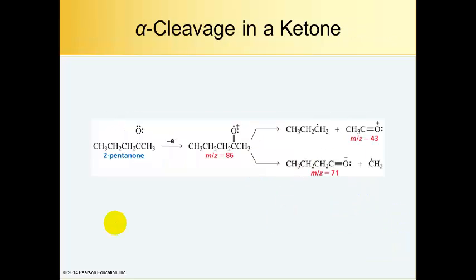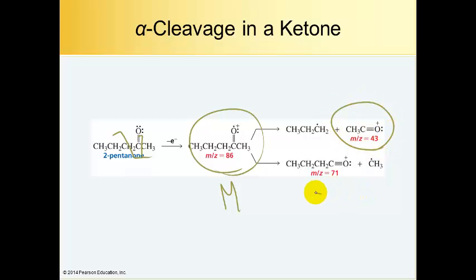Alpha cleavage in a ketone. So what that means is that we break this bond right here and this bond right here, and so we end up with the molecular ion at 86. Then we have a mass to charge fragment of 43 and a mass to charge fragment of 71.